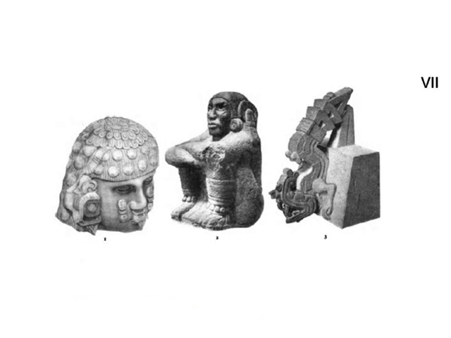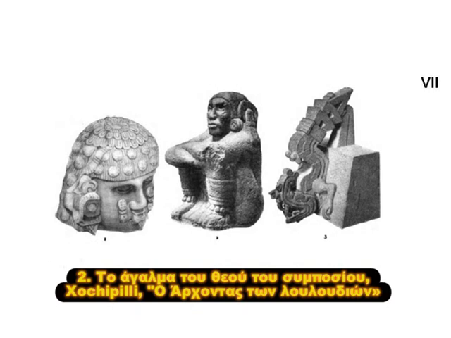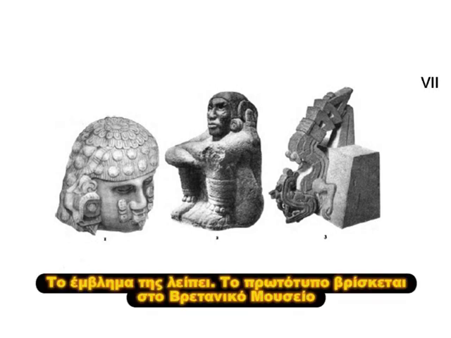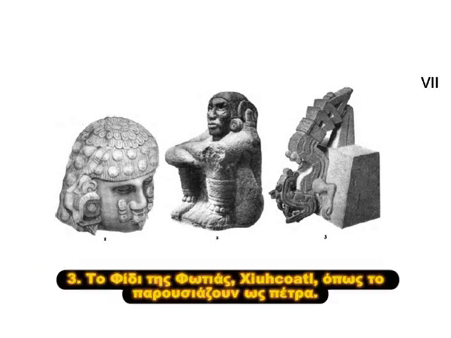2. Statue of the god of feasting, Xochipilli, Lord of Flowers. Crest is missing. The original is in the British Museum. 3. The fire snake, Xiuhcoatl, as represented in stone.